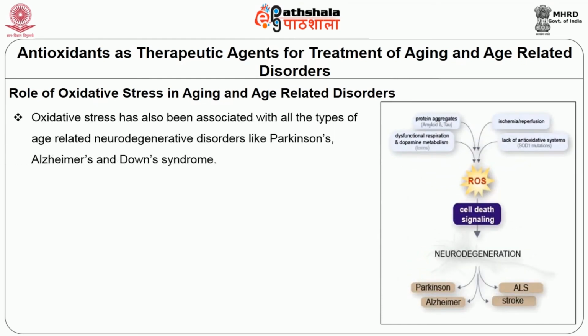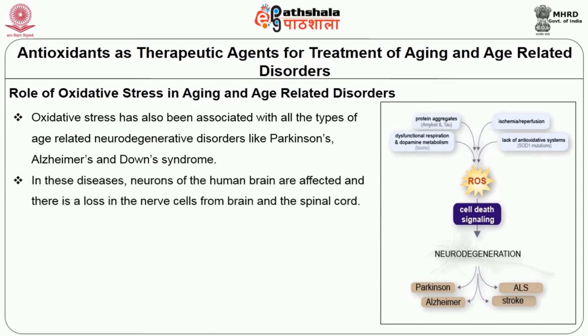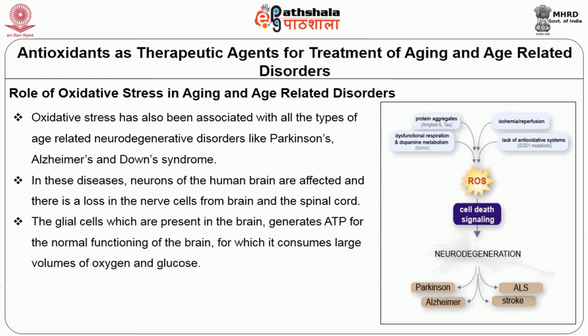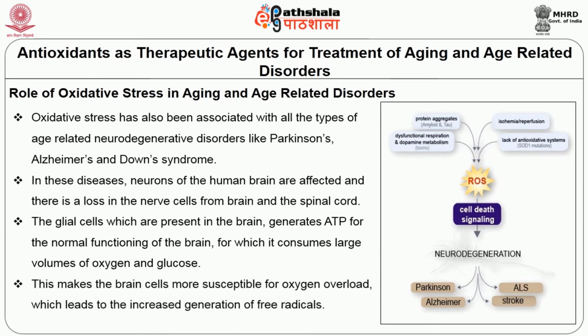Oxidative stress has been associated with all types of age-related neurodegenerative disorders like Parkinson's, Alzheimer's, and Down syndrome. In these diseases, neurons of the human brain are affected and there is a loss of nerve cells from the brain and the spinal cord. The glial cells which are present in the brain generate ATP for the normal functioning of the brain, for which they consume large volumes of oxygen and glucose. This makes the brain cells more susceptible to oxygen overload, which leads to the increased generation of free radicals.